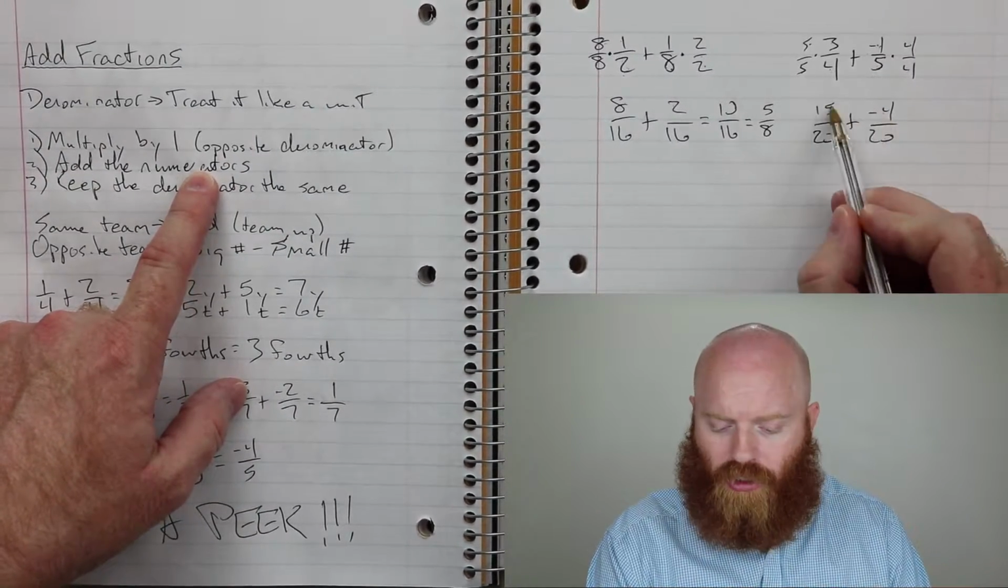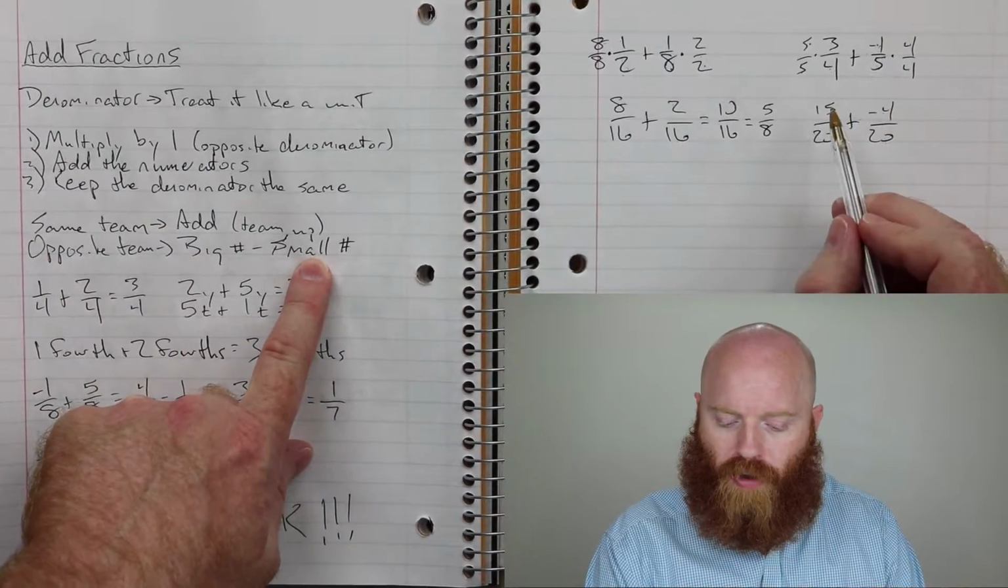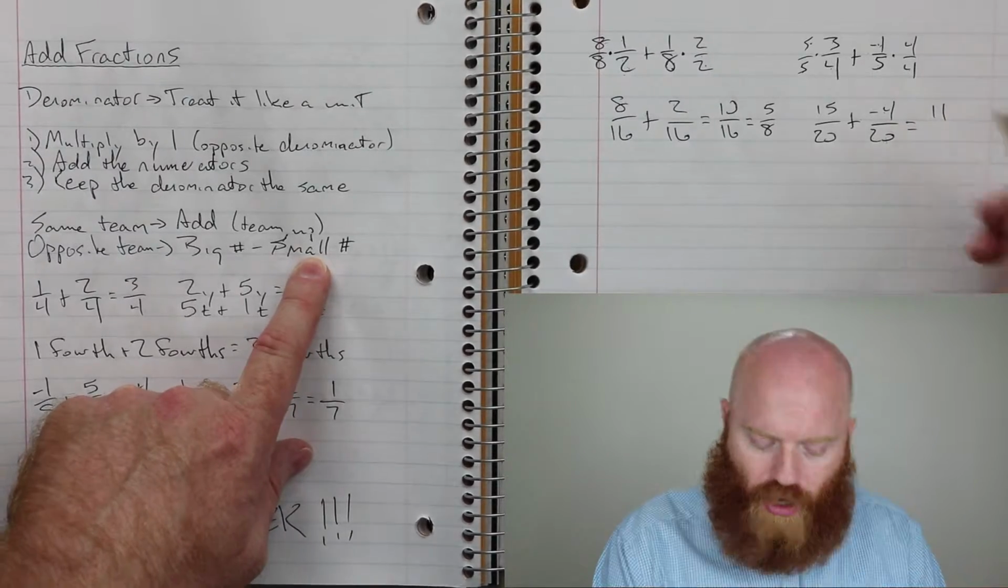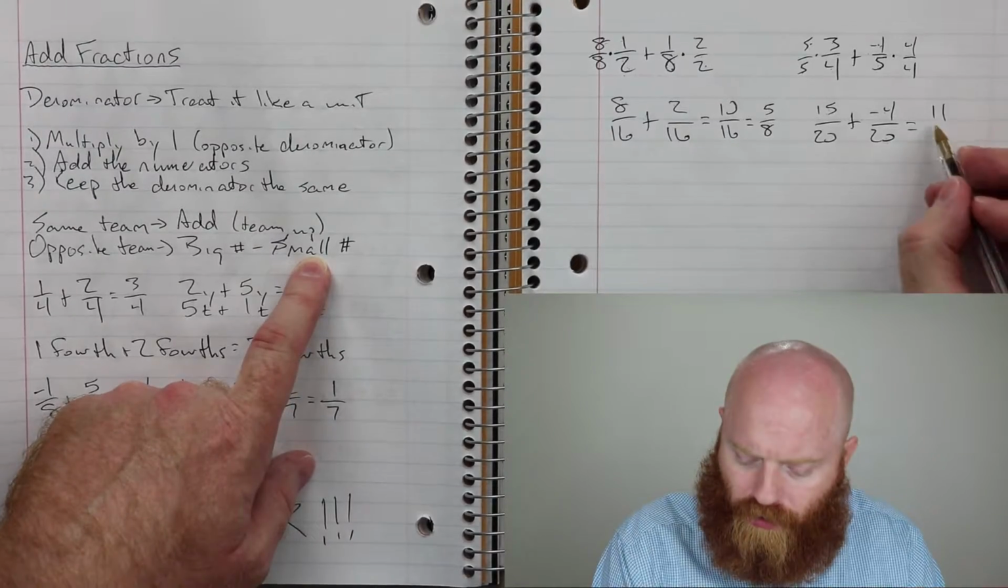15 plus -4, that's good guys plus bad guys. They're on the opposite team, so I need to take the big number minus the small number. 15 minus 4 is 11. What team wins? Good guys and bad guys. Good guys have more people, so it'll be positive 11.